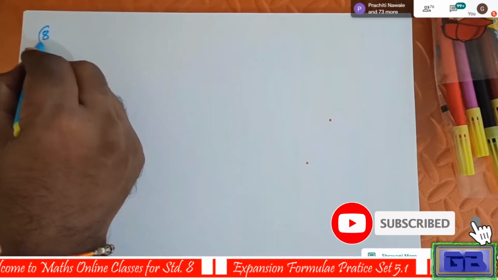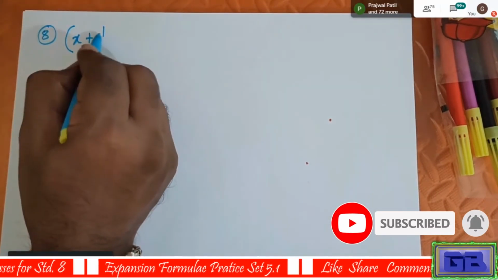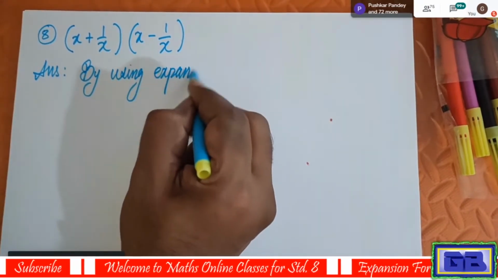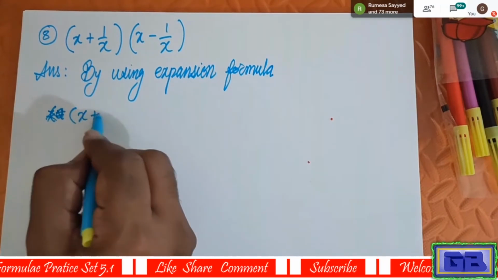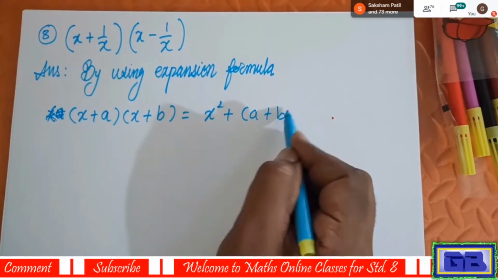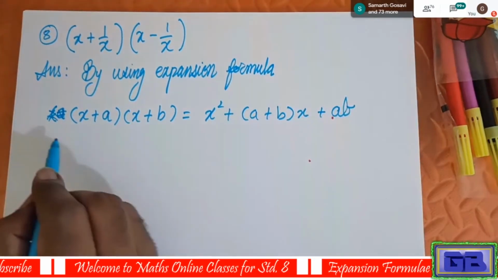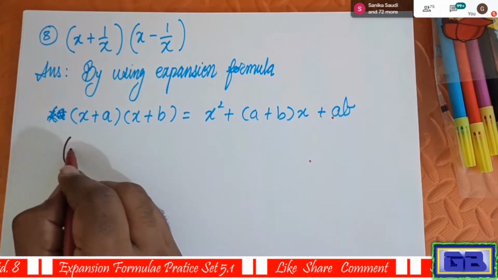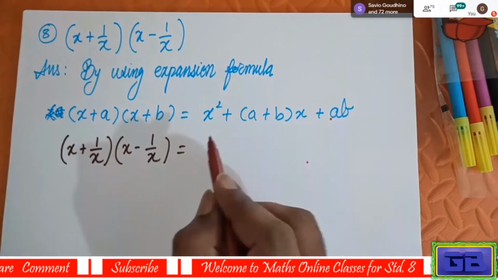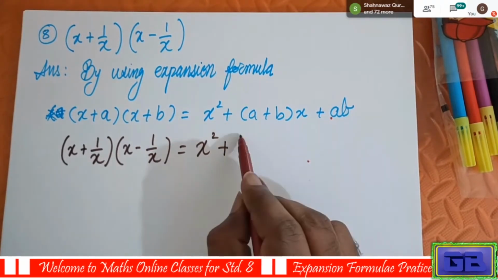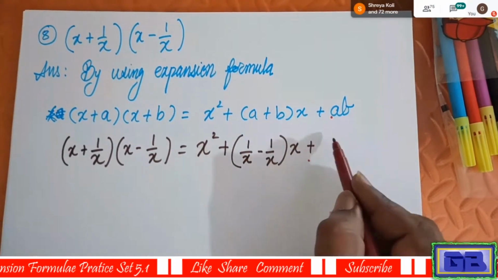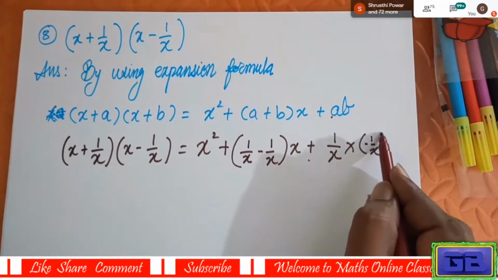Question number 8. (x plus 1/x)(x minus 1/x), by using the expansion formula. (x plus a)(x plus b) equals x square plus (a plus b)x plus ab. Take the question down: (x plus 1/x)(x minus 1/x). At the place of x, x itself is there, x square plus (a plus b), a is 1 by x, b is minus 1 by x, into x, plus 1 by x into negative 1 by x.